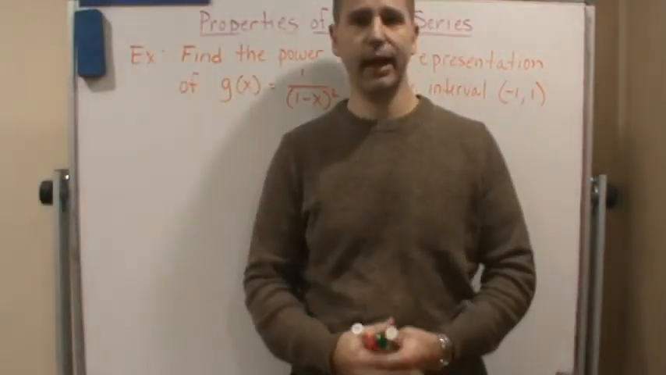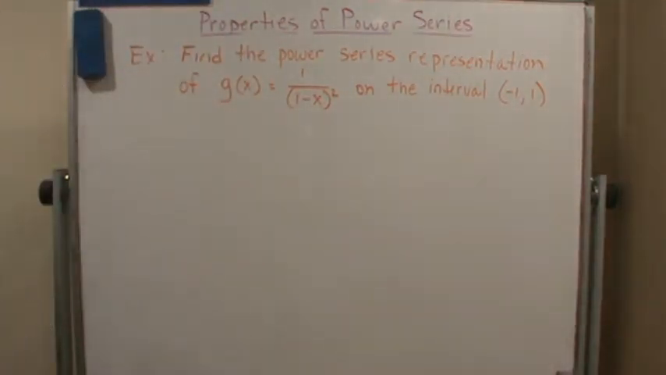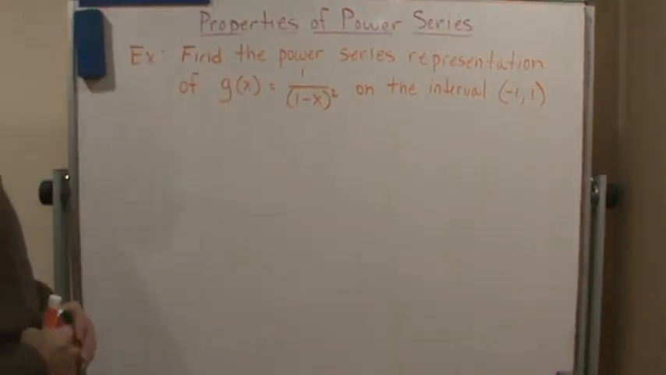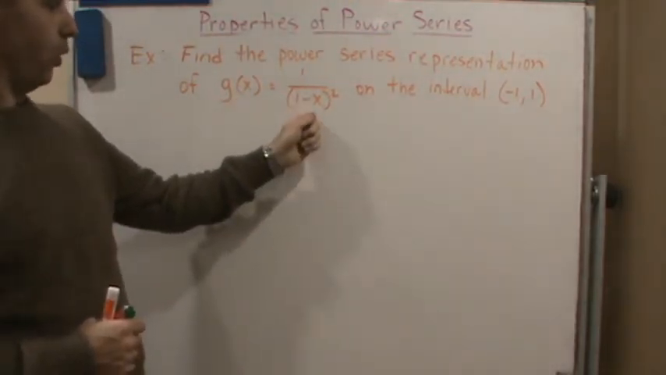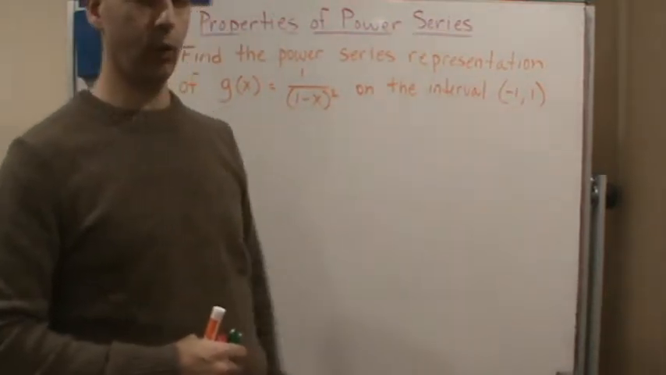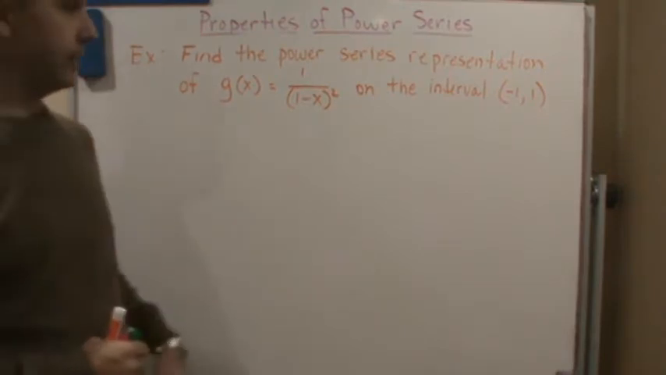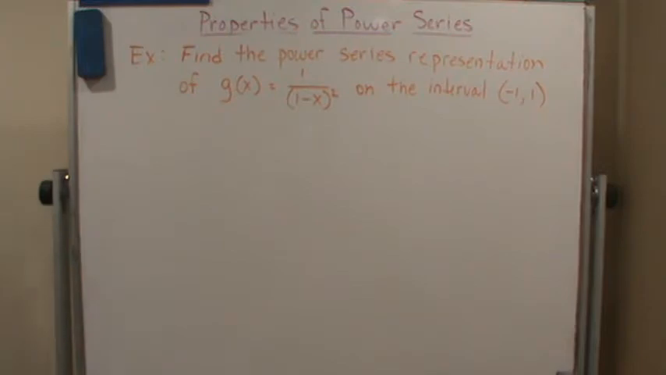Okay, so welcome back, and now here's our first example that we're going to do. What it's asking us to do is to find the power series representation for g of x equals 1 over the quantity 1 minus x squared on the interval from -1 to 1. And they also want us to test the convergence at the endpoints. So we want to determine whether the resulting series that we're going to find converges at the endpoints.